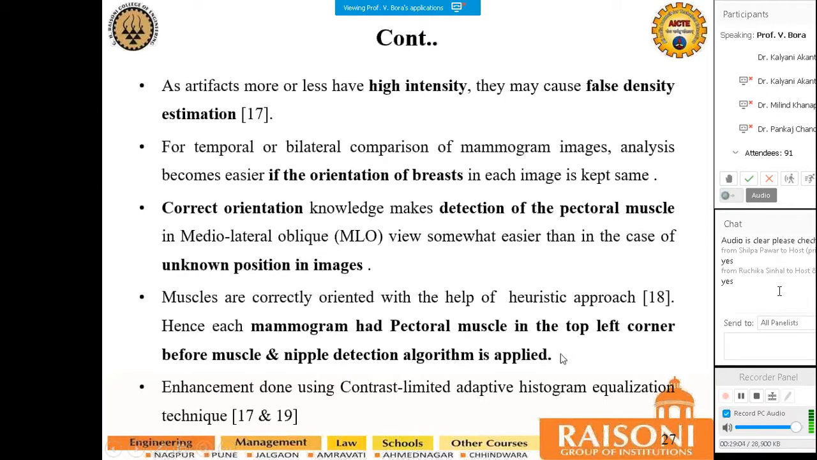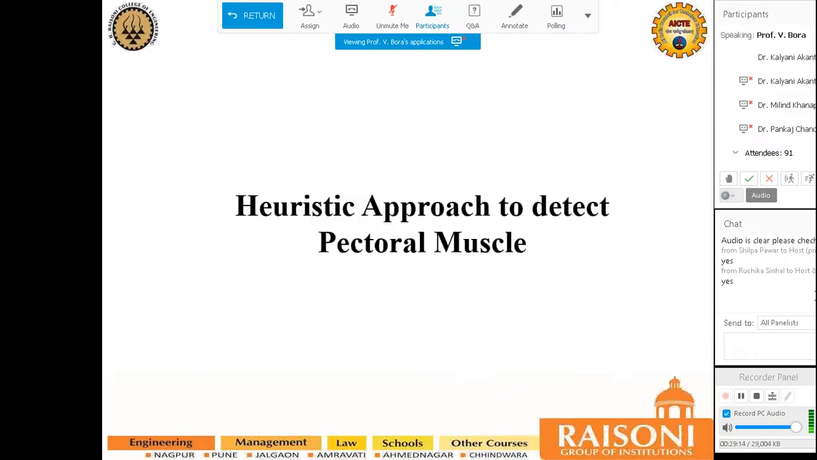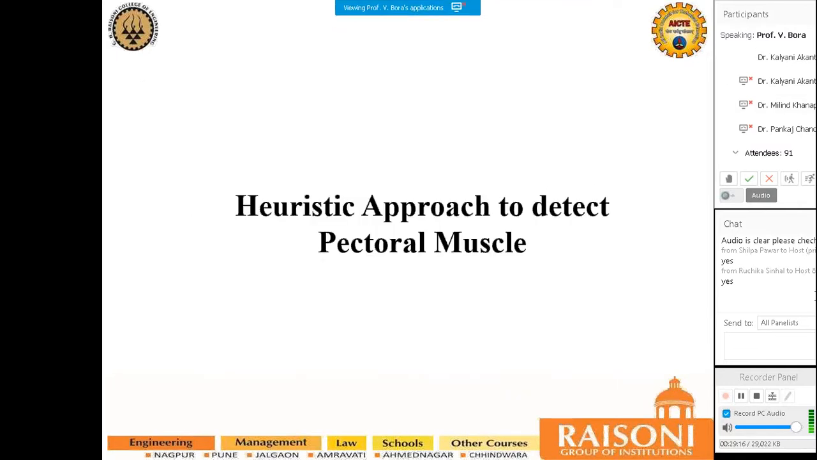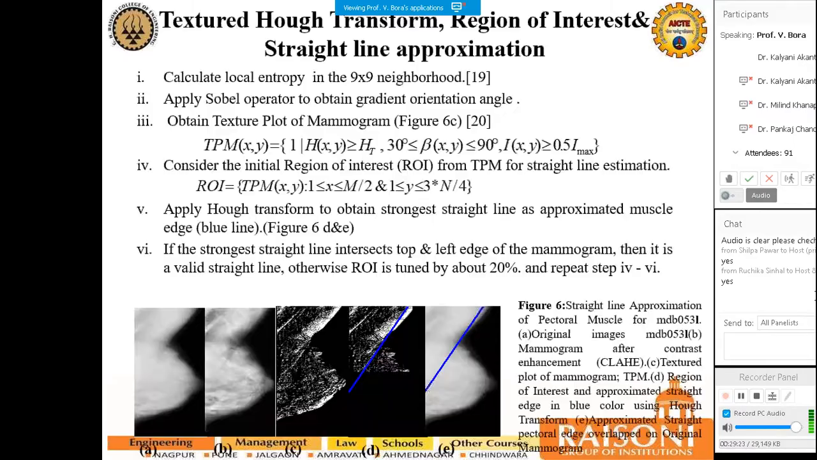Then enhancement was done by the CLAHE method, contrast limited adaptive histogram equalization. It's a localized method for histogram equalization. So the approach is a heuristic approach to detect the pectoral muscle. I will describe how we developed this algorithm, based on how the radiologist observes the pectoral muscle, and we included that logic in the algorithm.